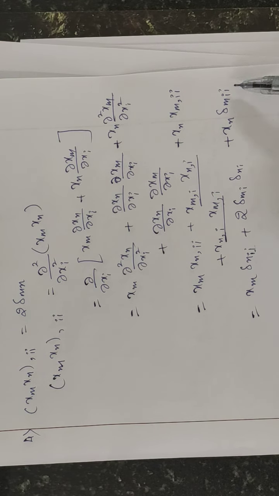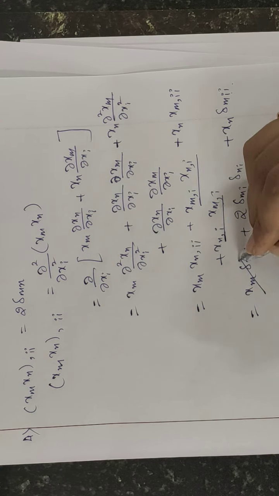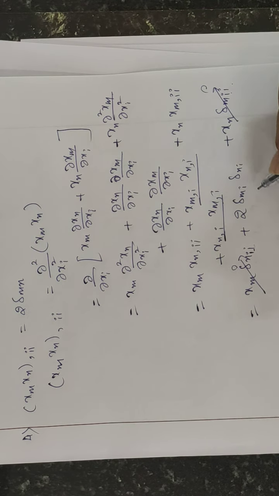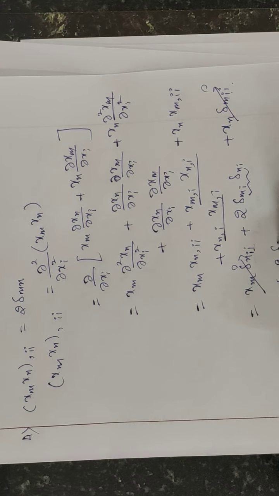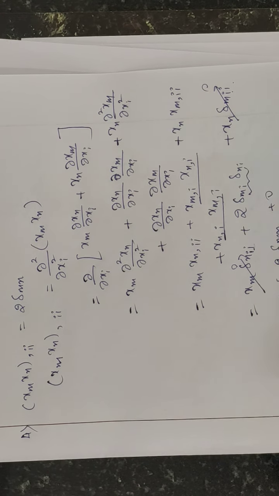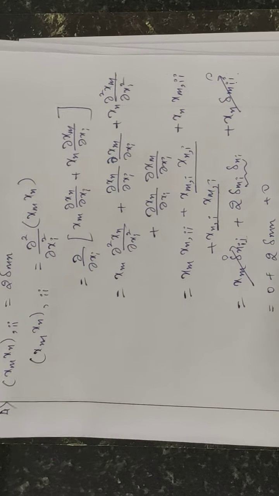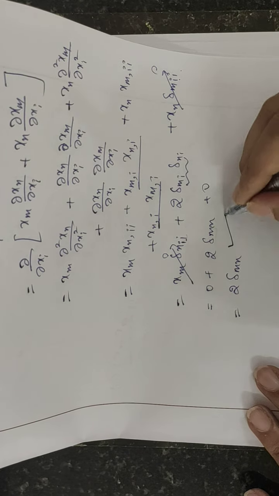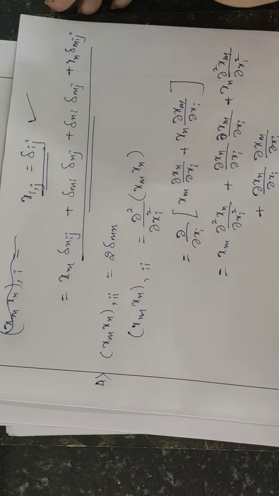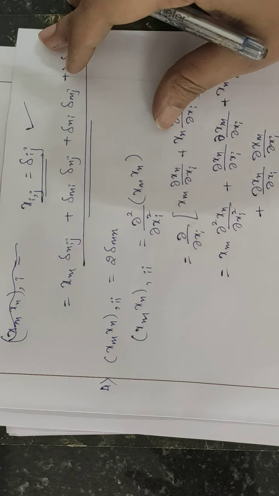We have repeated suffixes, so these two terms will become 0. Use the substitution property here. You will get 2 delta mn. So the final solution is 2 delta mn. This is the required identity to be proved. Right? Now let's move to the next one.